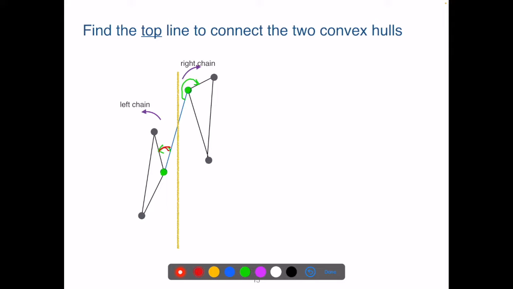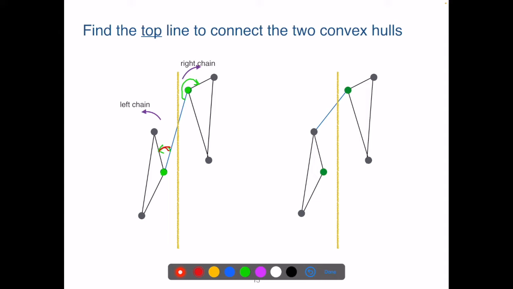When we shift a line to the next point, we again go clockwise for points on the right half and counterclockwise for points on the left side. So we shift a line to the next point here. And then we check again the two angles. For the right side, we go clockwise. For the left side, we go counterclockwise. Now, both angles are good angles. They are greater than 180 degrees. So now we have found the top line that can connect the left and right convex hulls.